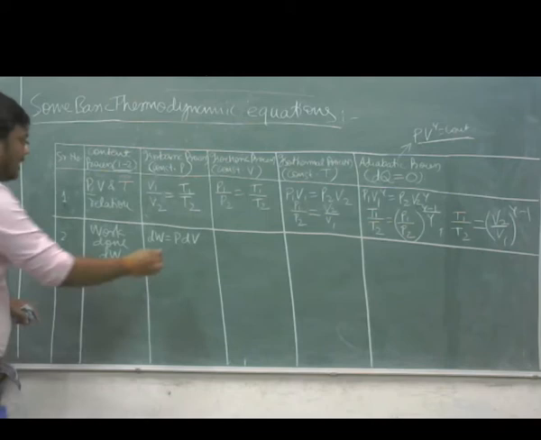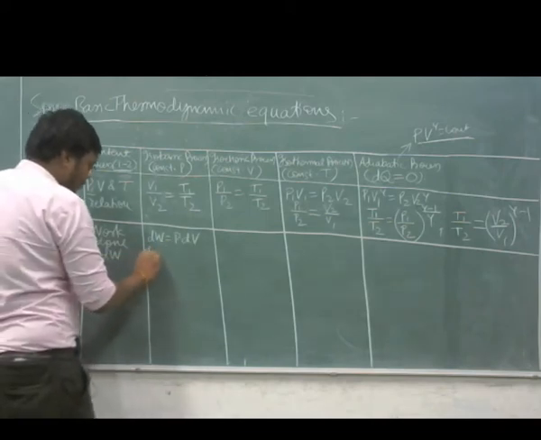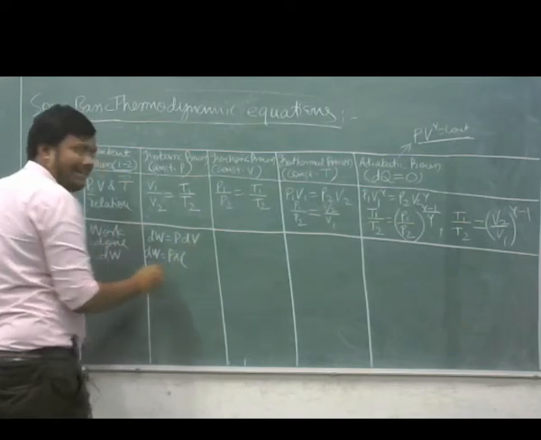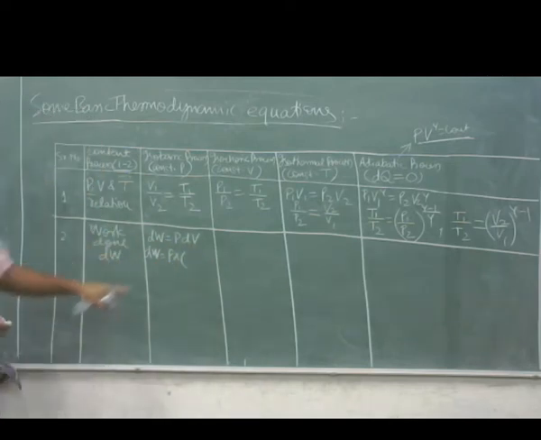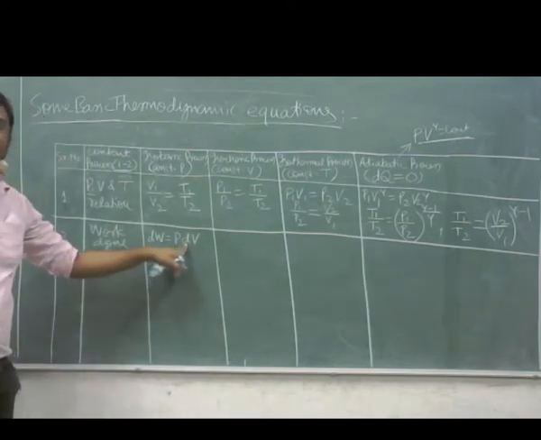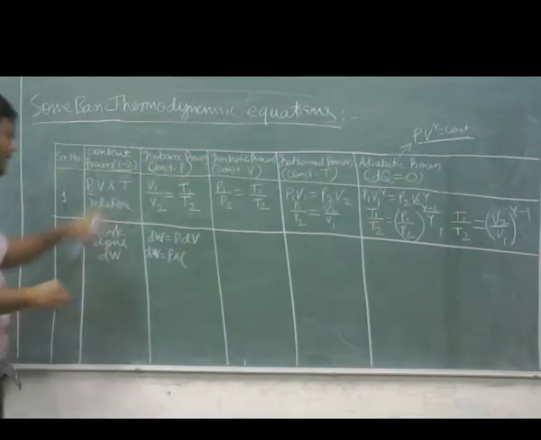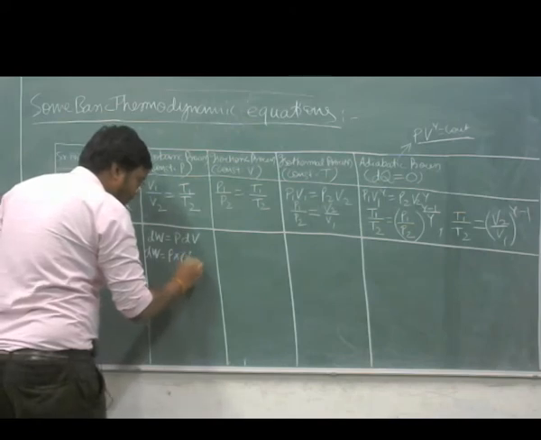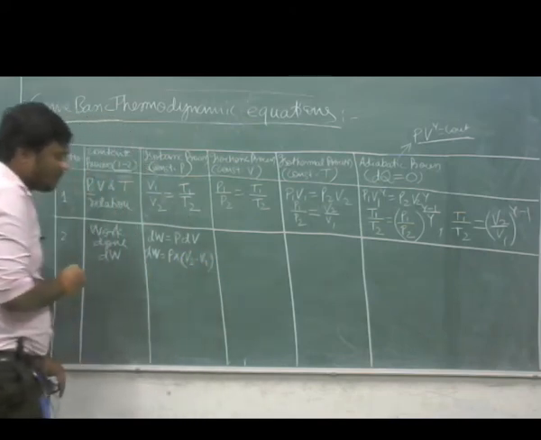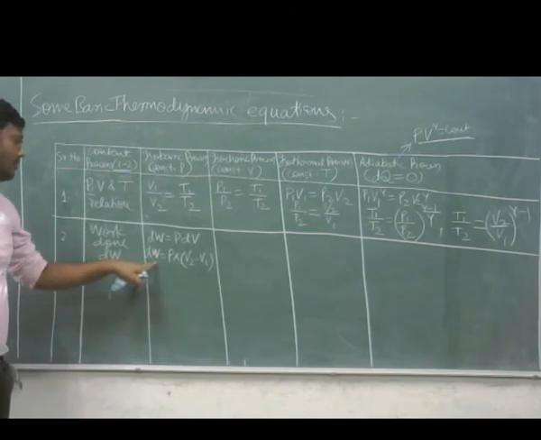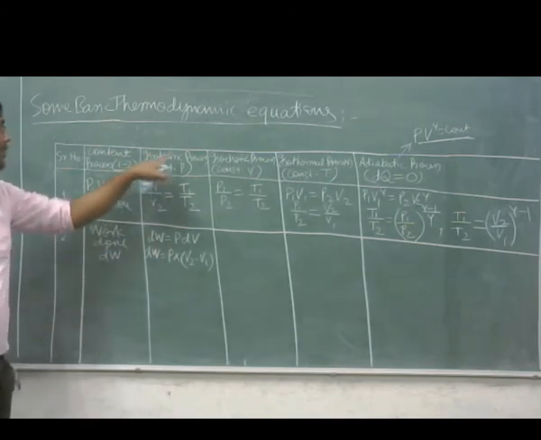So what will be the change? We can write here dW equal to P into dV, meaning final minus initial. Difference means final minus initial. Final is V2, initial is V1. So we can write P into (V2 minus V1). So this is the formula for work done for isobaric process.